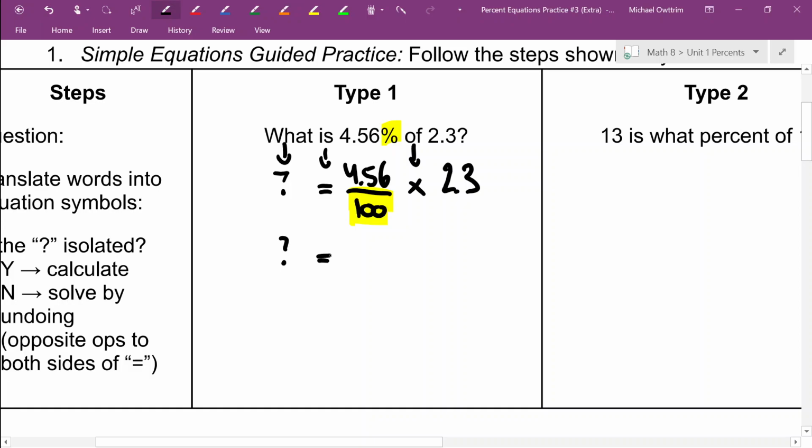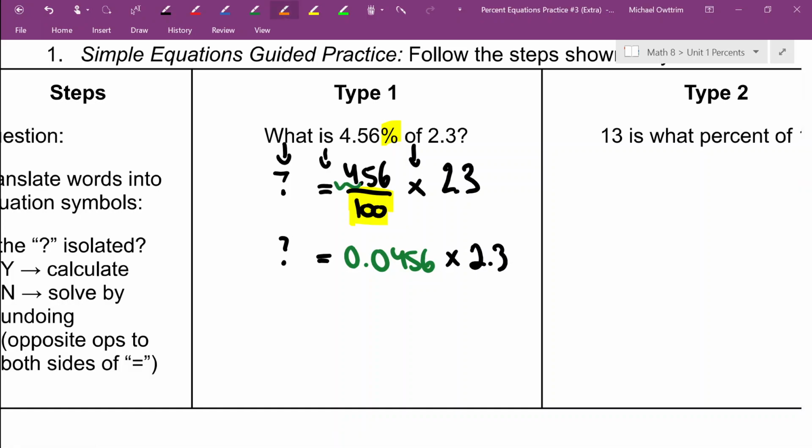Our fraction here is dividing by 100, and we know dividing by 100 moves our dot twice to the left. And so when we take our 4.56 and we divide it by 100, dividing by 100 takes the dot and moves it once, twice to the left, and so we'll have 0.0456 as the result of that division. And of course, we still have our multiply sign and our 2.3 because we haven't dealt with those yet.